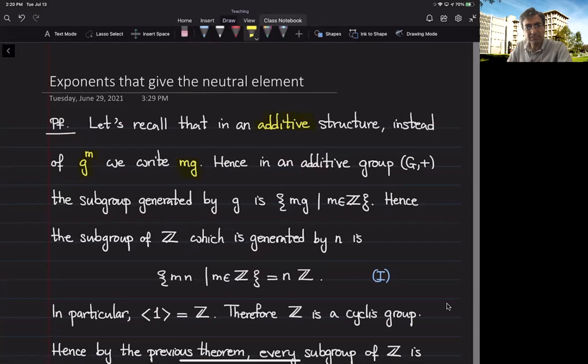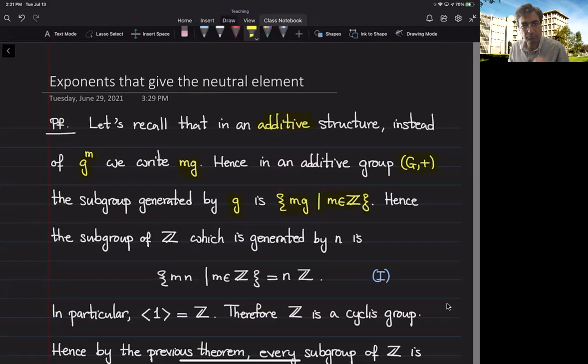And every integer in Z is of the form m times 1. So a subgroup of G under addition, which is generated by g, is not g raised to power m. So don't make this confusion. Please don't make this confusion. When you are using plus, do not write g to the m for the cyclic group generated by g. When you are using plus, the cyclic group generated by g consists of elements of the form mg, where m ranges inside the group of integers, the set of integer numbers.